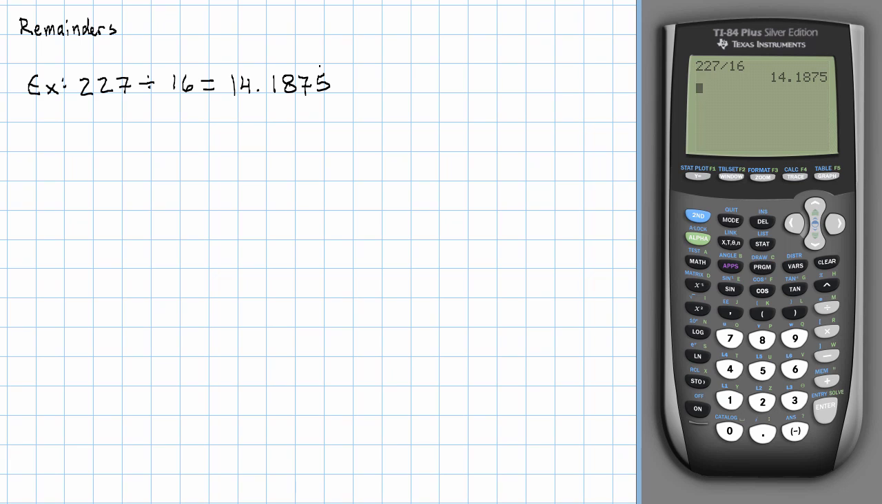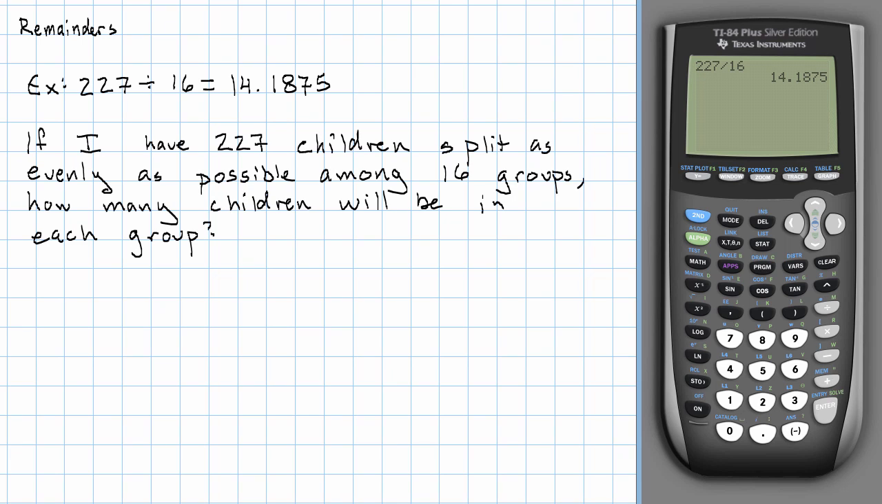But sometimes I want to handle what's left over in a different way. Sometimes I really just want to know the remainder. For example, if I were doing this division in order to answer the following question, if I have 227 children split as evenly as possible among 16 groups, how many children will be in each group? Now, that 0.1875 doesn't make sense in this context. I can't have 0.1875 children.